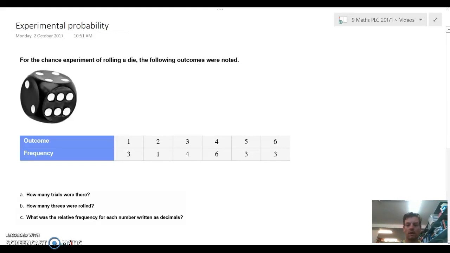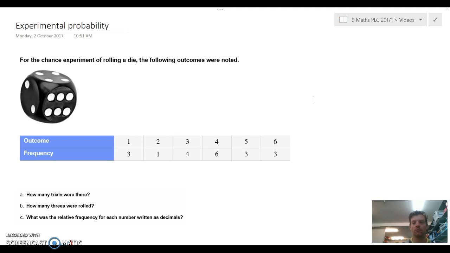In today's lesson we're looking at experimental probability. So we're going to jump straight into some examples here, and the first one involves a dice. We know that there are 6 sides on a dice, and unlike theoretical probability, we might not get an even number. In theoretical probability, if we roll a dice, there's a 1 in 6 chance of that number being a 1. That doesn't always work out like that.